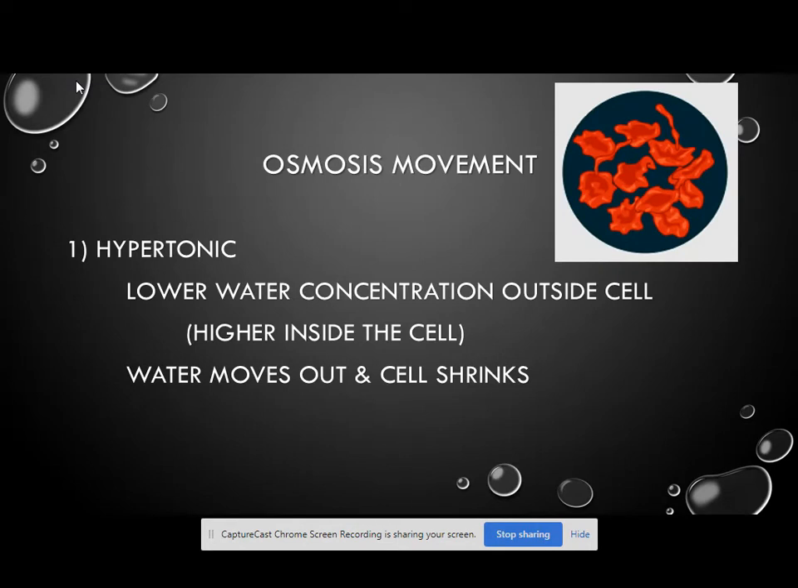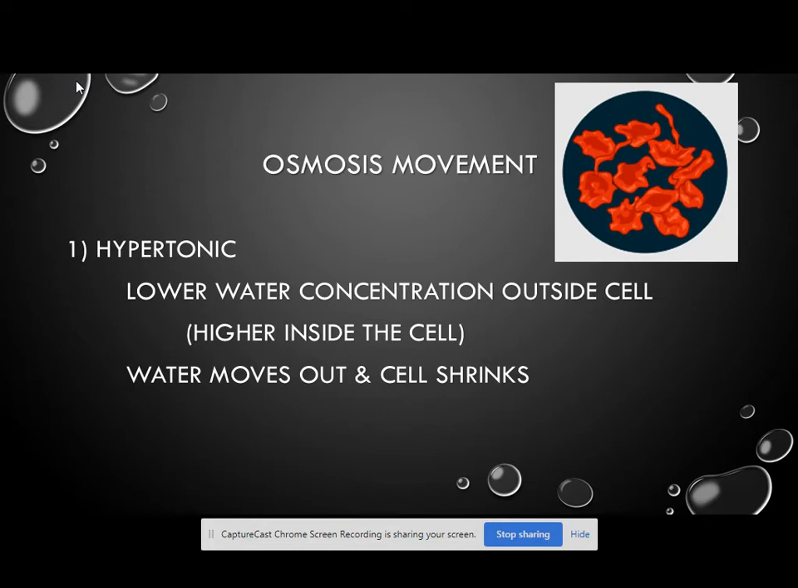So the very first type of motion is called a hypertonic solution. When we look at this, we say that the water concentration is higher in the cell and lower outside the cell. And remember that things diffuse from high concentration to low concentration. Because the inside of the cell has a higher water concentration and the outside has a lower, water will move from high inside the cell to low outside the cell. And as it does, the cell shrinks.